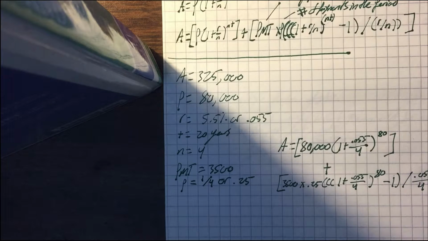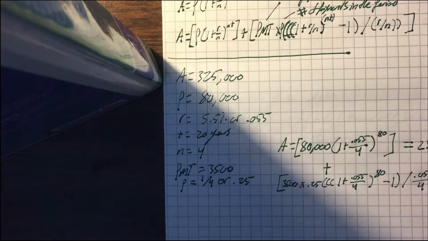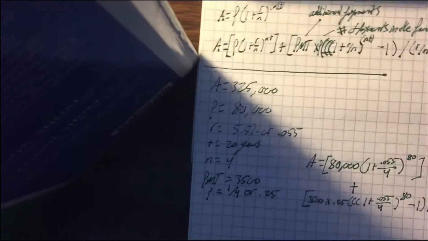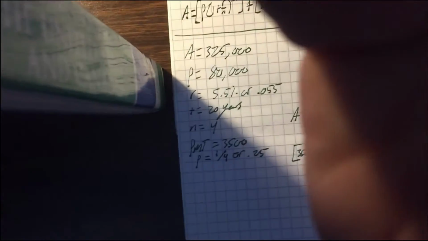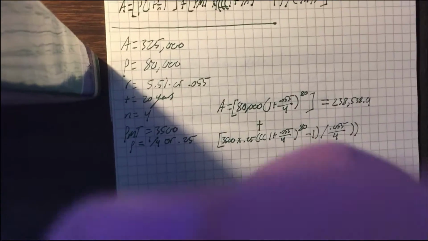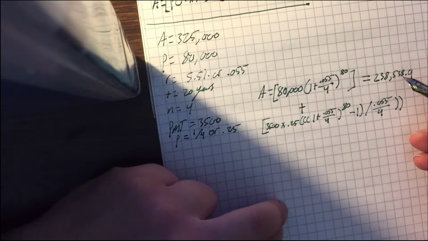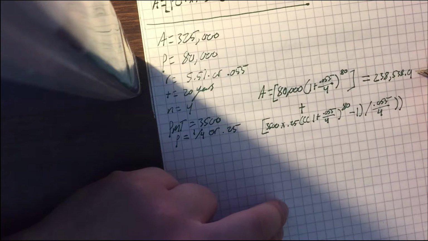And for that first part, we get 238,538.90. Well, I'm gonna try to readjust my book here. There has to be a way. Oh, I know a way. There we go. Will it stay though? Yeah. Well, cool. $238,538.98. So that's for that first one.